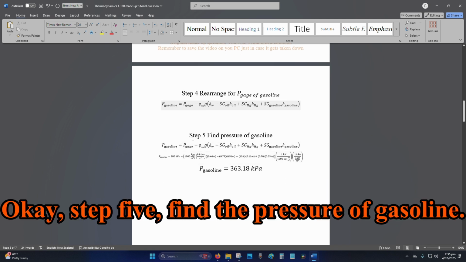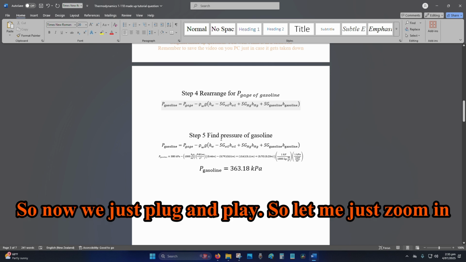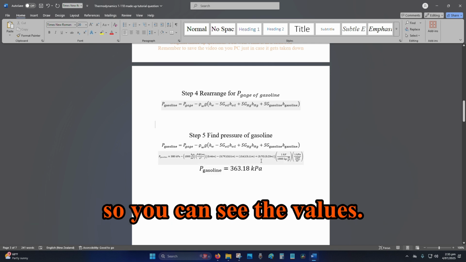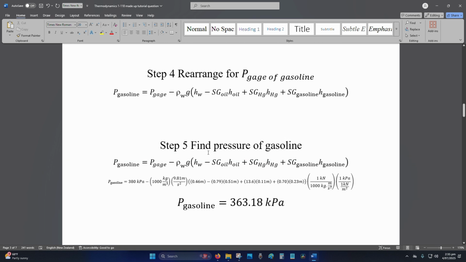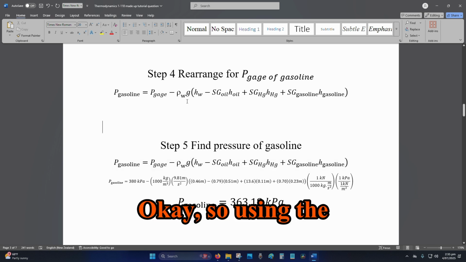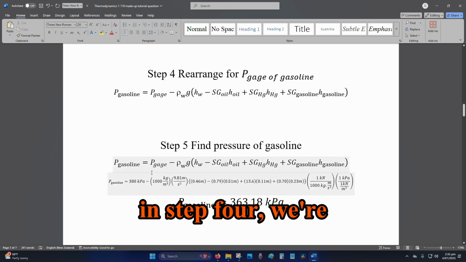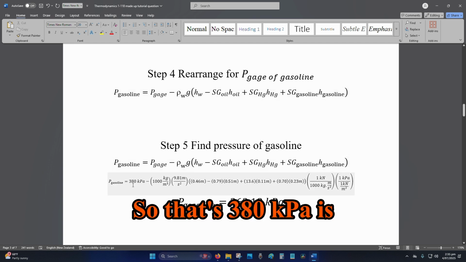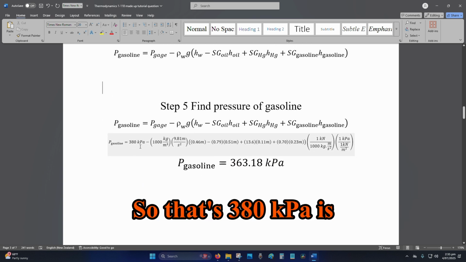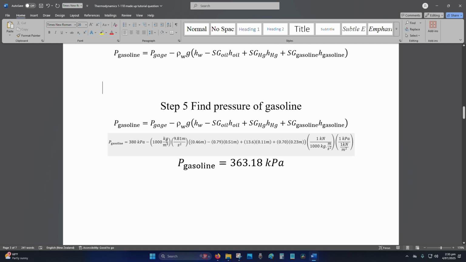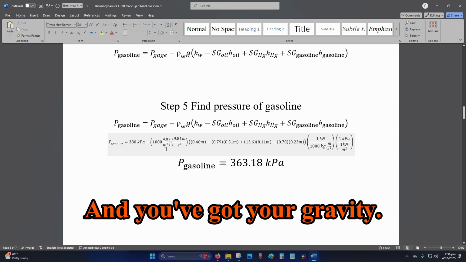Okay, step 5, find the pressure of gasoline. So now we just plug and play. So let me just zoom in so you can see the values. Okay, so using the formula that you've rearranged in step 4, we're going to plug in the values. So this 380 kPa is given in the question. This 1000 kilograms per meter cubed is the water density. And you've got your gravity.